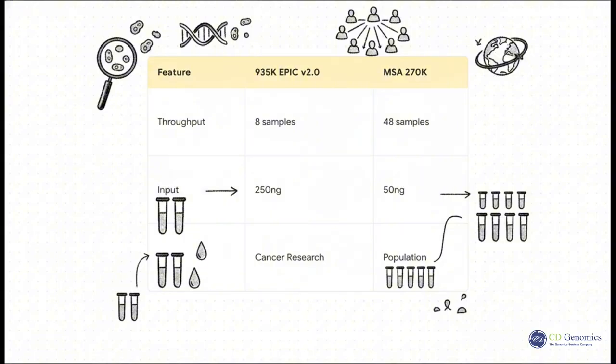Plus, the sample input requirement drops way down from 250 nanograms to just 50 nanograms. That is absolutely vital when you're working with limited biobank resources. So for population genomics and large-scale environmental epidemiology, the 270K is the ultimate tool. But there's a catch. Processing 48 samples at a time at a population scale generates an immense amount of data, which is exactly why having a dedicated service partner becomes structurally crucial.